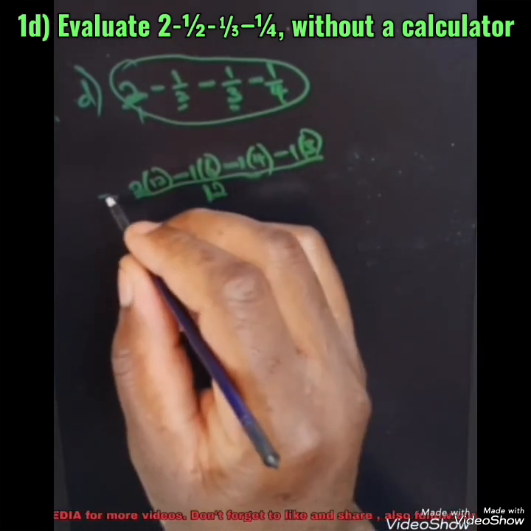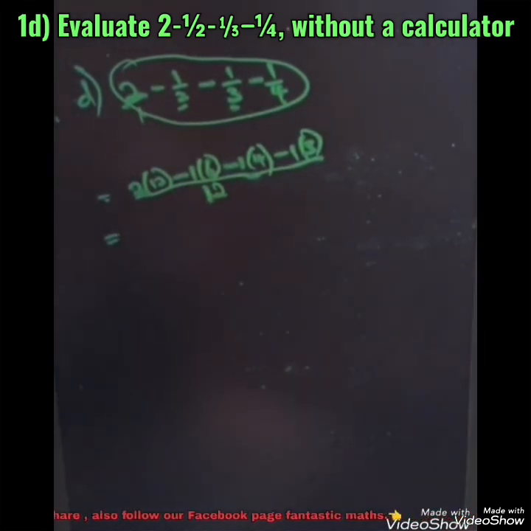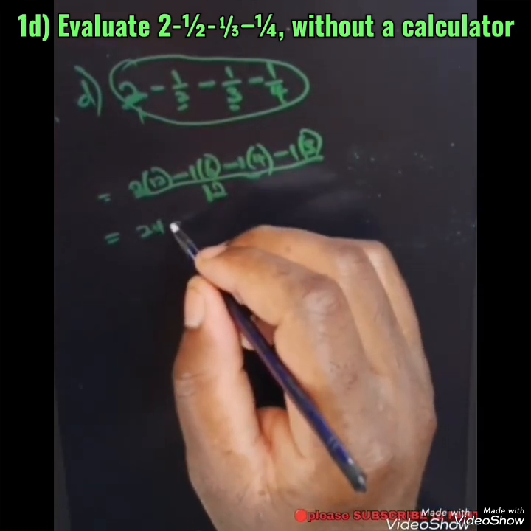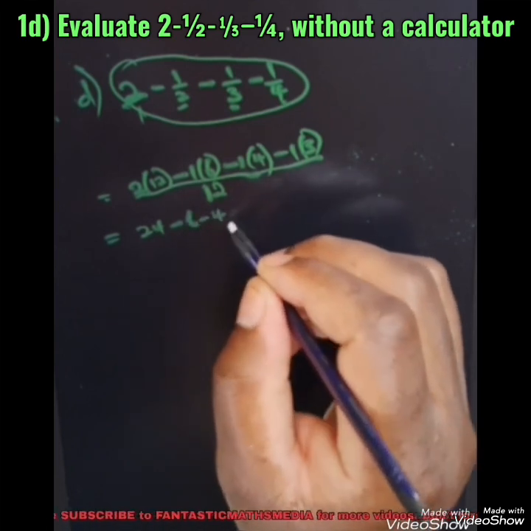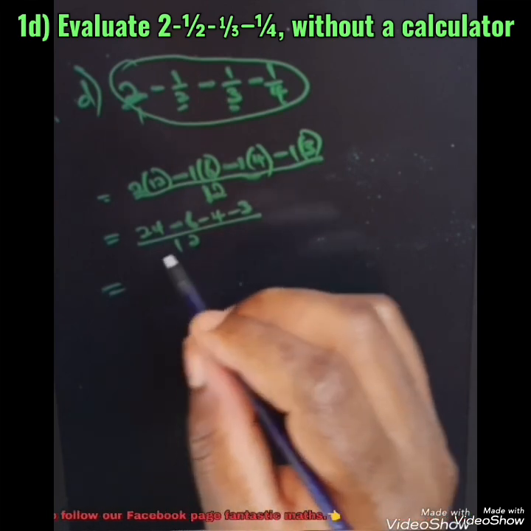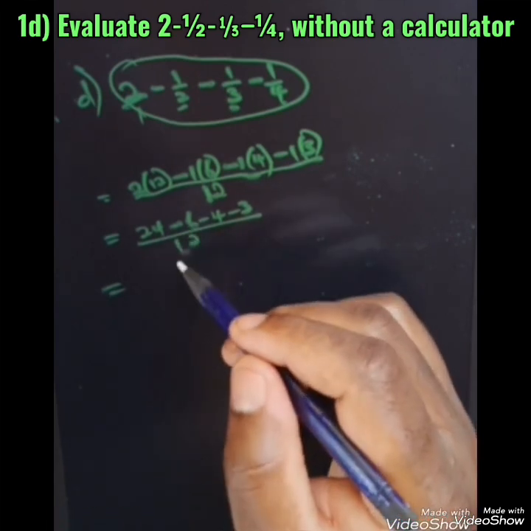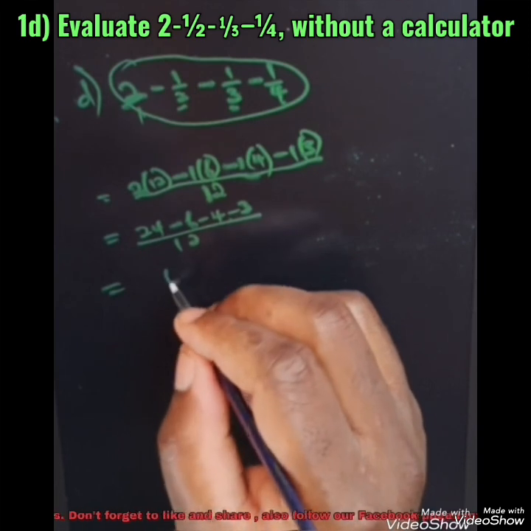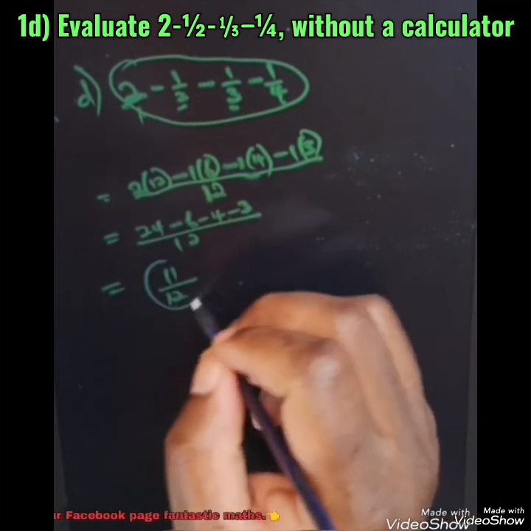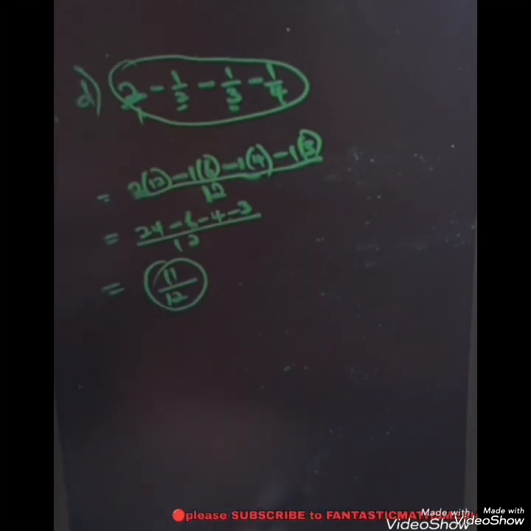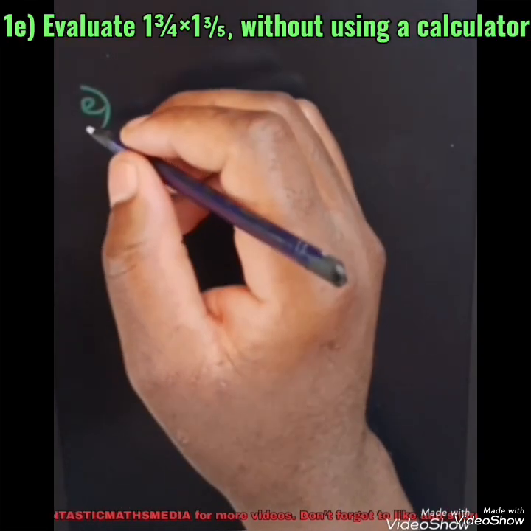Right, 2 times 12 is 24, minus 1 times 6 is 6, 1 times 4 is 4, 1 times 3 is 3, over 12. Now we have to subtract 6, 4, and 3 from 24. Then we get 11 over 12 as our final answer. Okay, let's move on to part E.